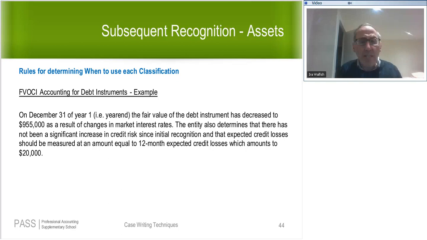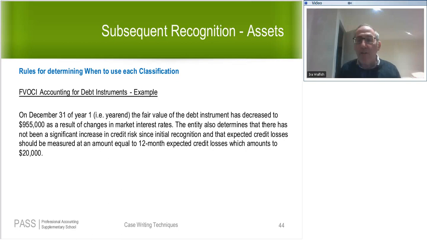Sheila, I'll talk about reversal of impairment losses when I get to impairments later in the lecture. So it's a great question, but if you don't mind holding on to it till I get to impairment, that would be great. So here we have a situation where the value of the bond went down to $955.